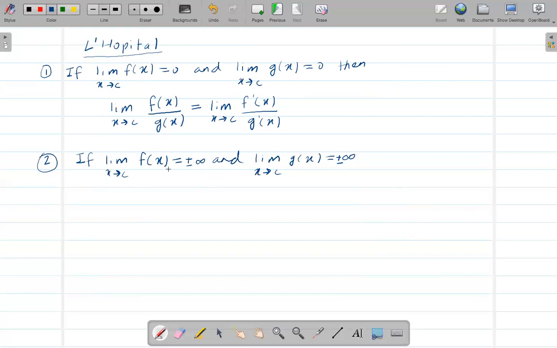But anyway, here again it's the same thing. This one is also the same as the previous rule. We have to take the derivative of f of x and the derivative of g of x.